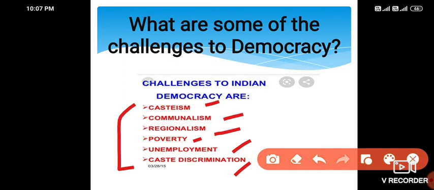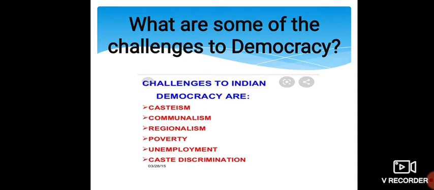And because of caste discrimination, we also know that in India now we are not following the caste discrimination system like previously in the ancient days, when the caste system had four castes: Brahmin, Kshatriya, Vaishya, Shudra, and also the untouchables, or the Dalits. But still, in a democratic country like India, caste discrimination is still prevailing in our society, and because of all those reasons, it leads to challenges to the Indian democratic system.